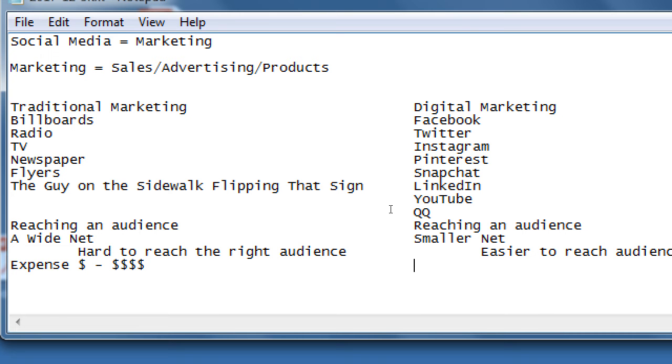Social media expense can be zero and up. I'll put right here, expense could be low to expensive and up. Social media could be completely free. You could use the various social networks completely free to reach your audience. And we're seeing that we can target the audience a little better in social media and very, very affordably. Over here it might be harder to reach the right audience, and it might be expensive. So here we might say harder to reach the audience.